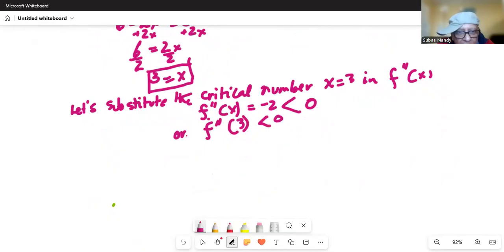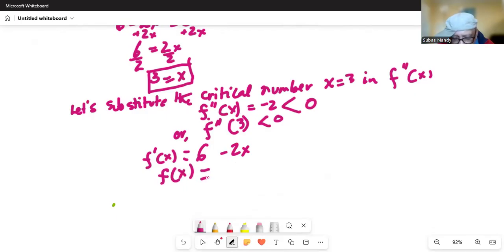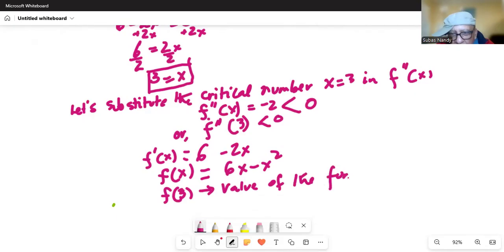And we already know that f prime of x, the first derivative, is 6 minus 2x, and f of x is 6x minus x squared. So let's find the value of the function at the critical number. The value of the function at x equal to 3, which is the critical number, where the first derivative is 0.